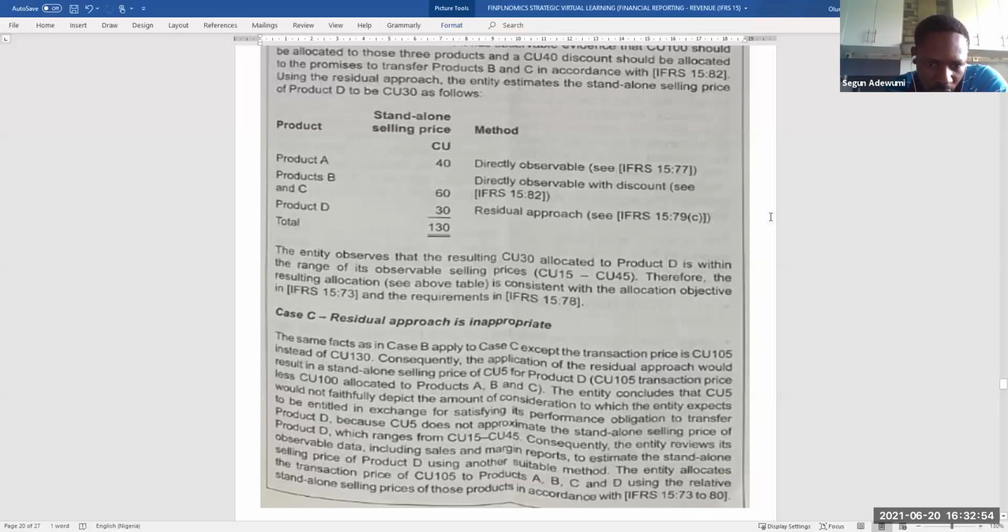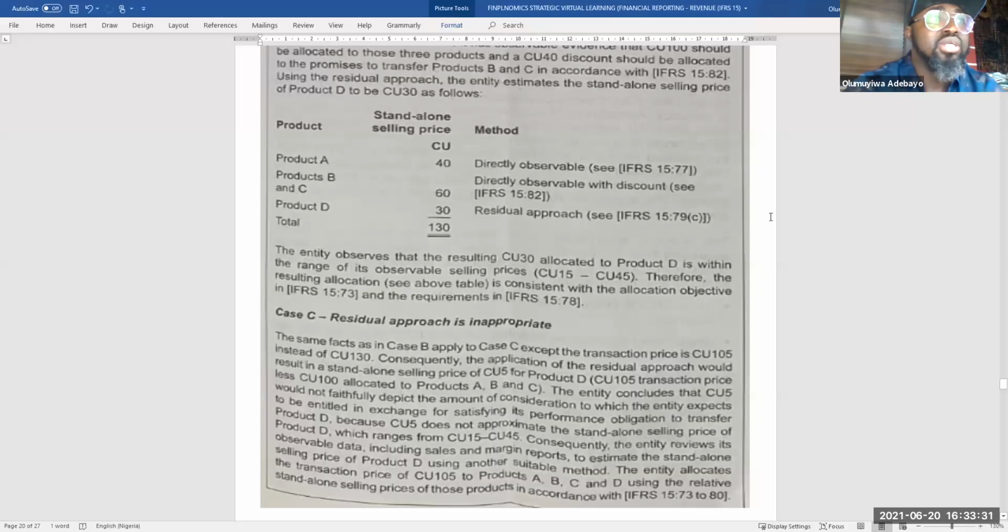Because 5 CU does not approximate the standalone selling price of product D, which ranges from 15 CU to 45 CU, the entity reviews its observable data, including sales and margin reports, to estimate the standalone selling price of product D using another suitable method. The entity allocates the transaction price of 105 CU to products A, B, C, and D using the relative standalone selling prices of those products in accordance with IFRS 15, paragraphs 78 to 80.